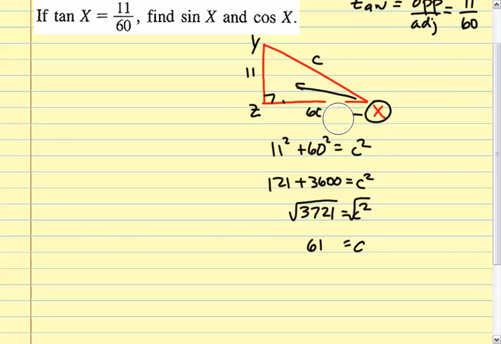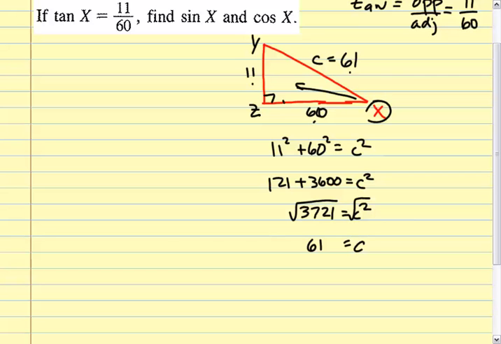Okay, so let's see. This side is 60, and now I know that the hypotenuse over here is 61. 11, 60, 61 gives us a Pythagorean triple, right? Pythagorean triples are combinations of the three sides that are all integers that work when a squared plus b squared equals c squared, and they're all integers rather than square roots of stuff.